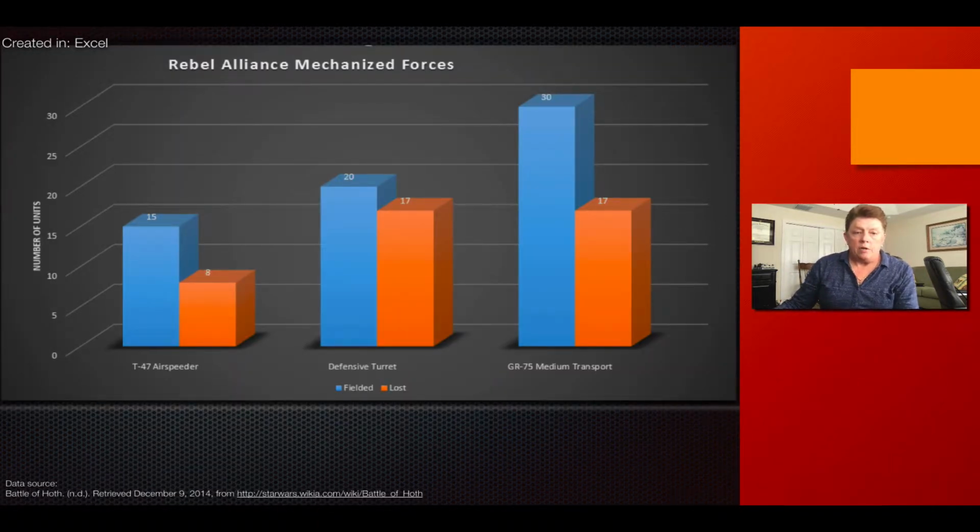This is another 3D bar graph created in Excel for the other forces, the Rebel Alliance Mechanized Forces. Again, you can see the title, you can see the X and Y axis, the number of units clearly labeled, the variables clearly labeled, and again, you can see the legend showing the blue was the troops fielded and orange were the troops that were lost.